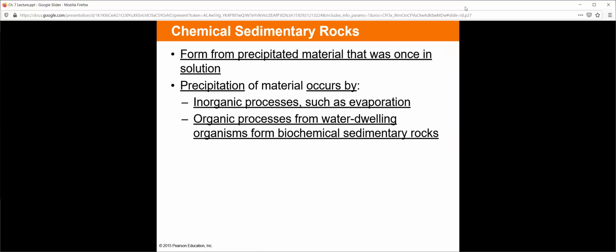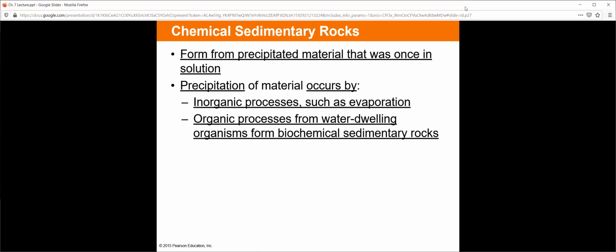That's your classic detrital rocks, your simple cementing, gluing together of different fragments. We can get to chemical rocks now. Chemical sedimentary rocks are formed from the precipitated material that was once in solution.